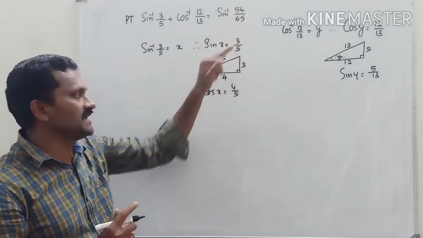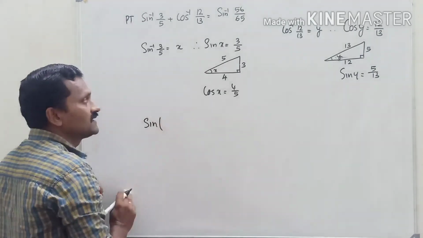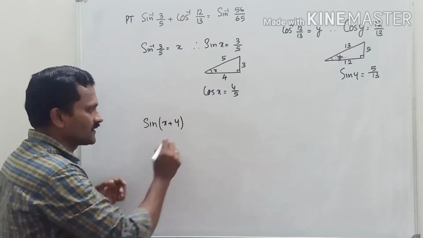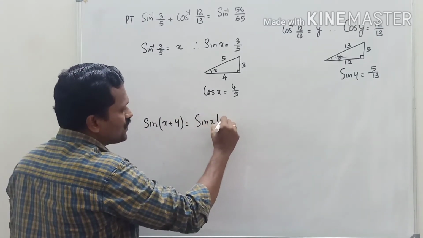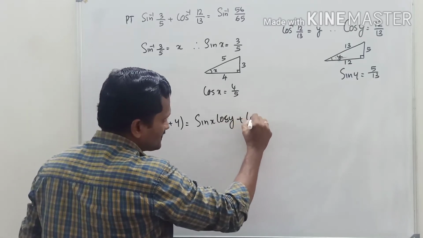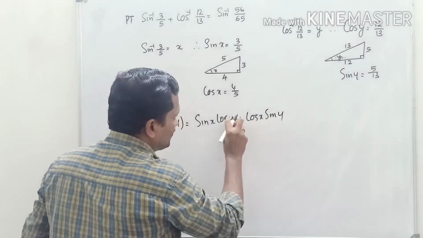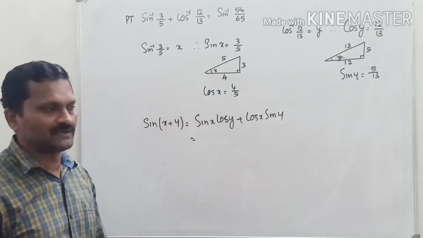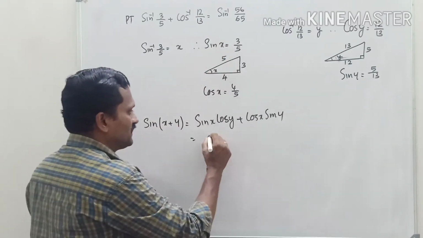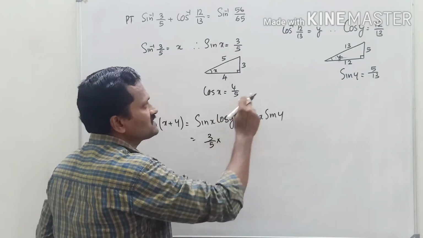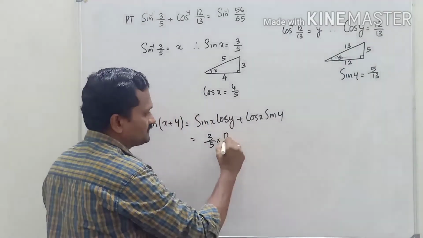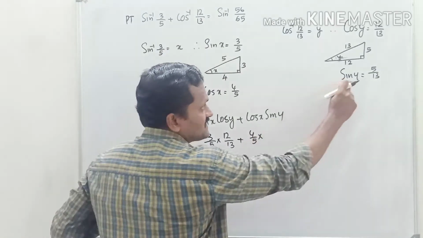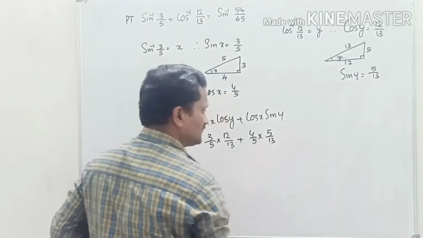The answer is sin inverse, so we take sin. Question is plus. Then find sin of x plus y. That is sin x cos y plus cos x sin y. Substitute the values. What is sin x? 3 by 5 into what is cos y? 12 by 13 plus cos x, 4 by 5, into sin y, 5 by 13.